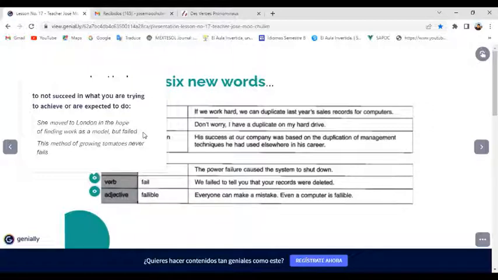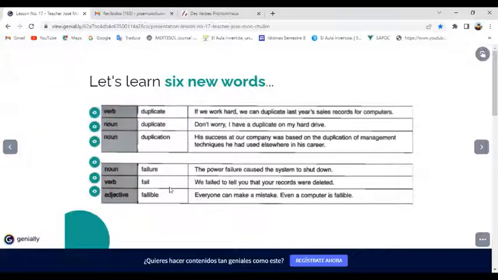And the first one that says, she moved to London in the hope of finding work as a model, but failed. Ella se mudó a Londres con la esperanza de encontrar un trabajo como modelo, pero fracasó. And this method of growing tomatoes never fails. Este método de crecimiento de tomates nunca falla. Okay. So, this is the meaning of this word, fail, as a verb.